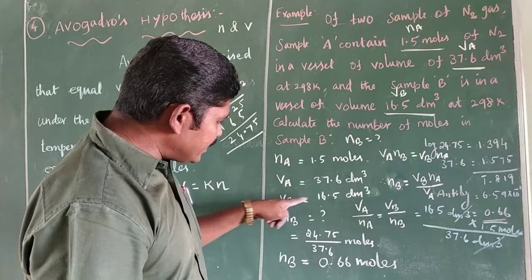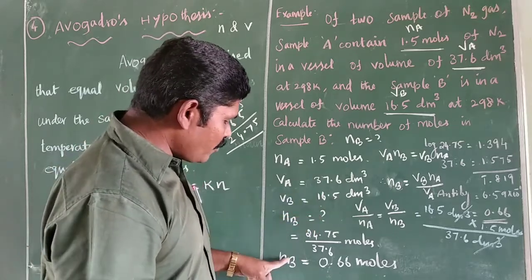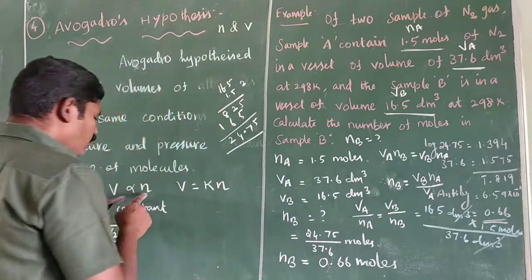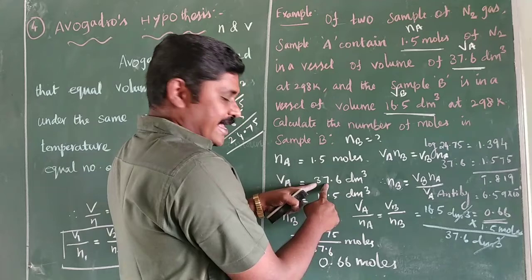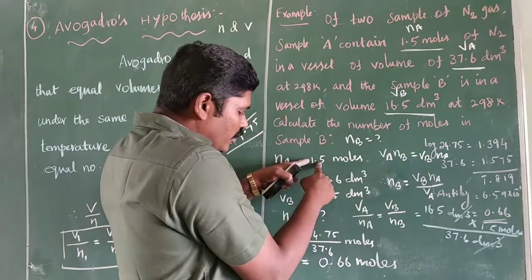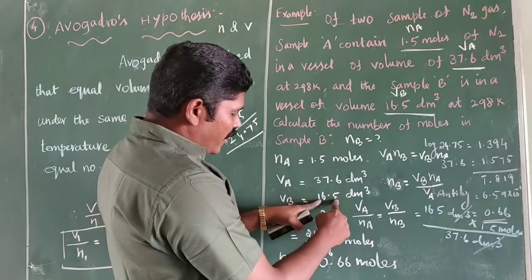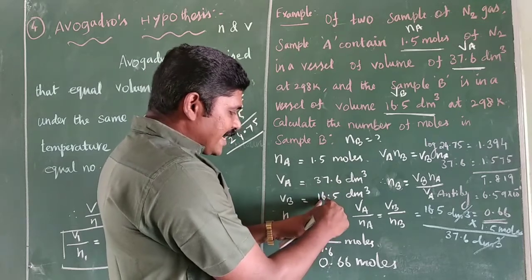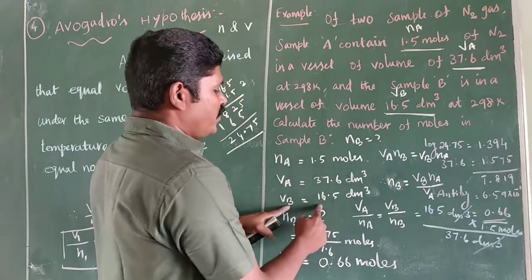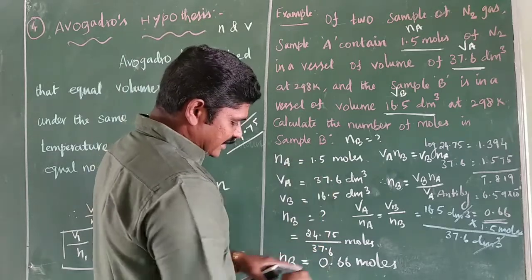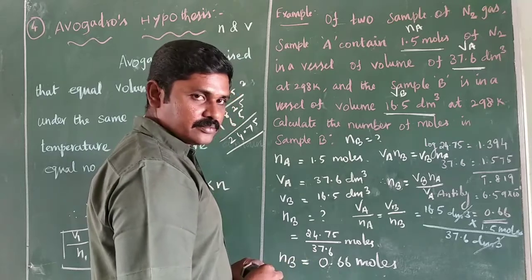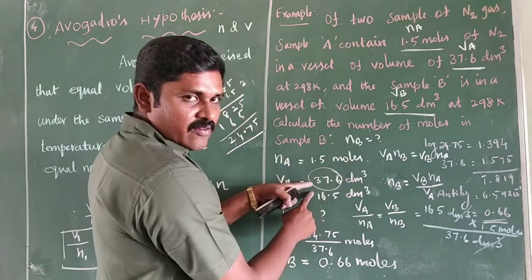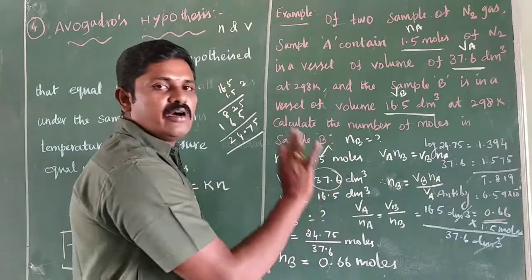So nA is 1.5 with volume 37.6, and in vessel B the volume is 16.5 and nB is 0.66. So the number of moles and volume are directly proportional. As the volume increases, the number of moles also increases. The volume VA is greater than VB, and the number of moles nA, 1.5, is greater than nB, 0.66. The volume increases, the number of moles also increases.